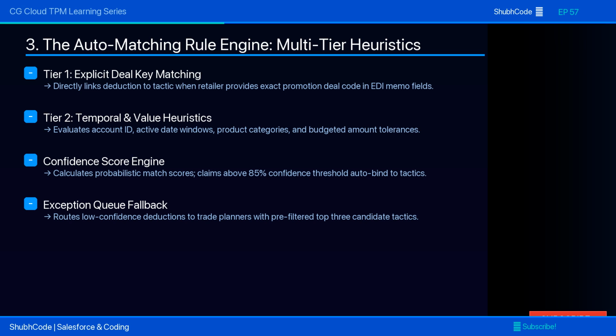Tier 2 is a heuristic window match. The engine queries active promotions for that specific customer account where the check payment date falls within the promotion start and end date, and where the claimed amount falls within a 5% variance of the planned tactic budget. Let's say Walmart short pays $50,000 for sodas; the engine checks if Walmart has an active soda promotion running this exact week budgeted at $48,000. Tier 3 handles fuzzy matching on product category attributes. If the confidence score crosses our threshold of 85%, the claim automatically attaches to the promotion without human intervention.